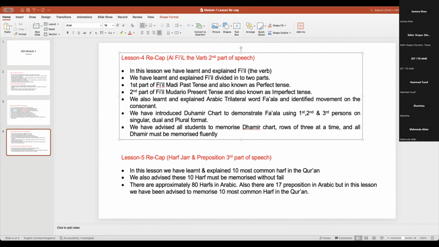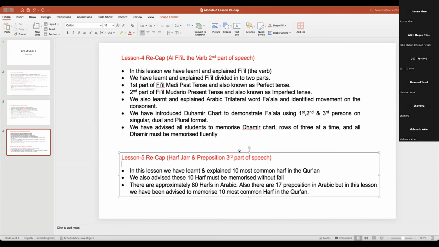We also learned and explained the Arabic trilateral word fa'ala and identified movement on the consonants. We have introduced the Damir chart to demonstrate fa'ala using first, second, and third person in singular, dual, and plural format. And we have advised all students to memorize the Damir chart, rows of 3 at a time, and all Damir must be memorized fluently.